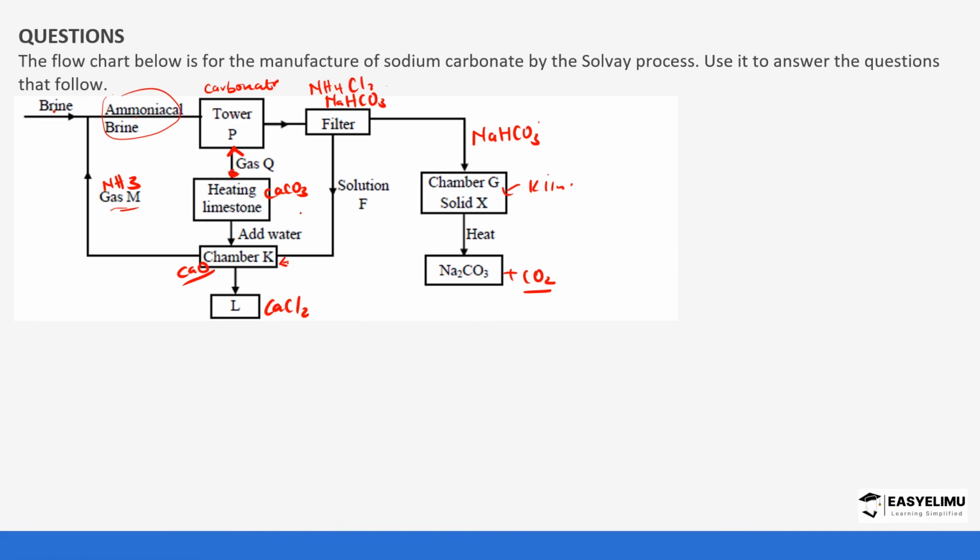So we are going to look at the questions so that we can see what you are supposed to do. Name gas M and Q. So we said gas M is ammonia. And then gas Q is carbon dioxide.